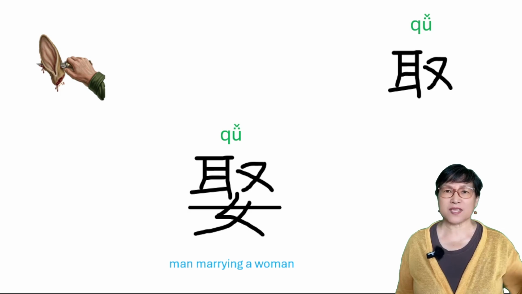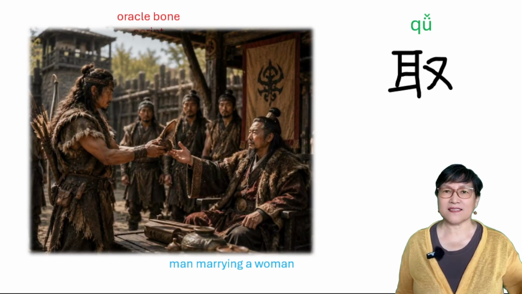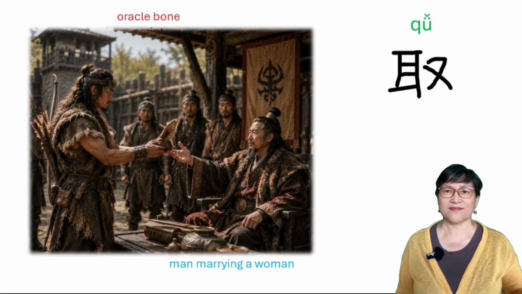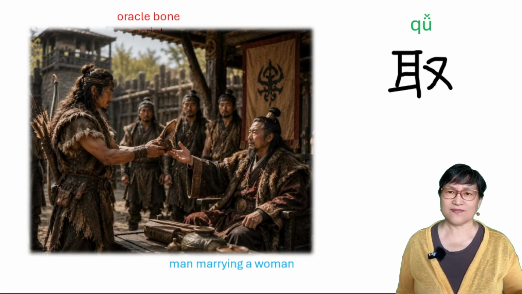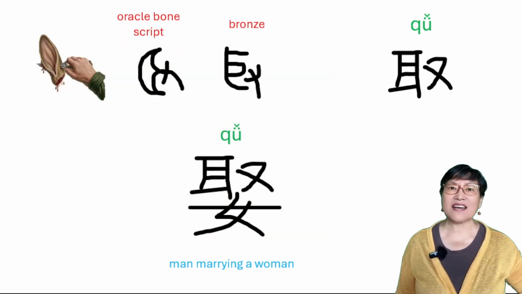According to traditional interpretations, in ancient times, hunters would hunt animals for their community. After making a kill, a hunter might cut off the animal's ear and present it to the leader as proof of his achievement in order to receive a reward or claim his share of the hunt. The act of cutting off represented the idea of taking or obtaining, which became the meaning of 取. 取 gradually changed its shape over 1,000 years.